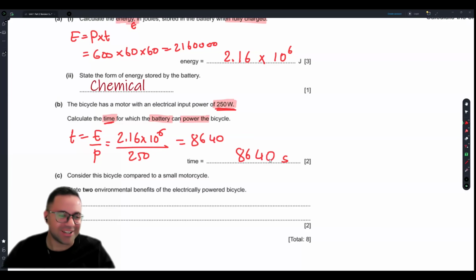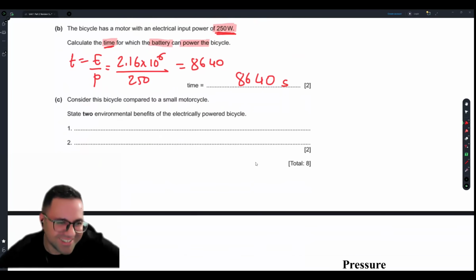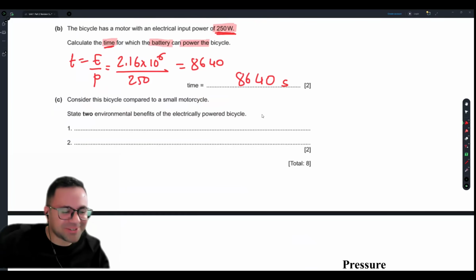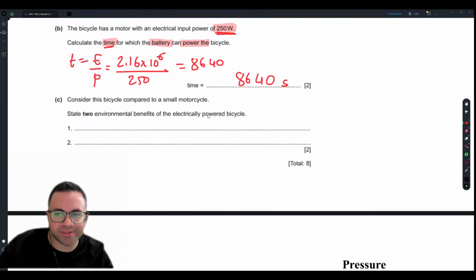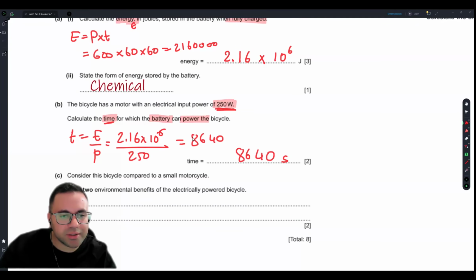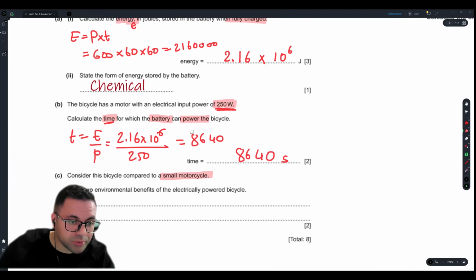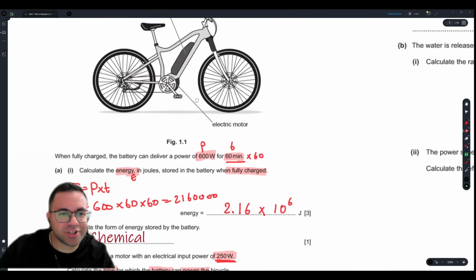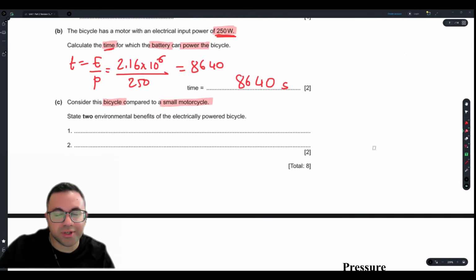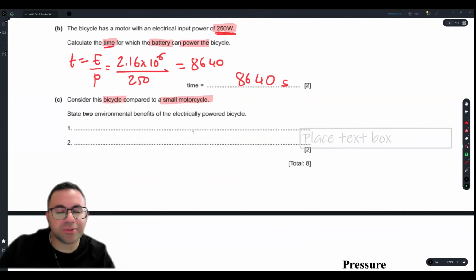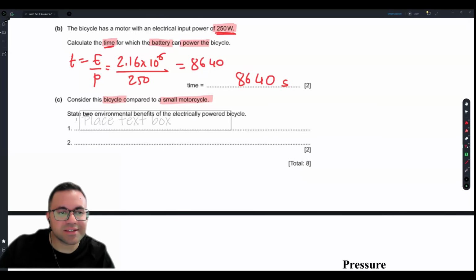Good job. Moving on. Consider this bicycle compared to a small motorcycle. State two environmental benefits of an electrically powered bicycle. So this is kind of an interesting question about environmental benefits of something. But what's the comparison between a motorcycle, which burns fuel, and the electric bicycle? What do you think are the benefits?